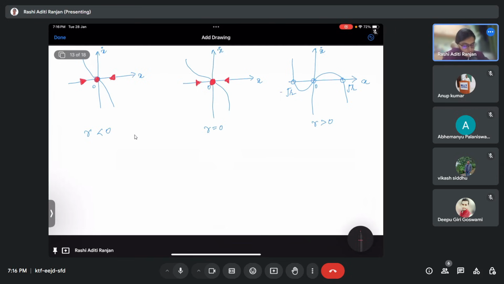Coming on to this, how is it going to behave? So this is going to be pointing towards the fixed point. This is going to be pointing towards the fixed point. This is going to be pointing away from the fixed point r0, again away from the fixed point r0, towards the fixed point, and again towards the fixed point, right? So what do we get? We get that my fixed point 0 is an unstable fixed point, while my other two fixed points, minus under root of r and under root of r, are both stable fixed points, right?